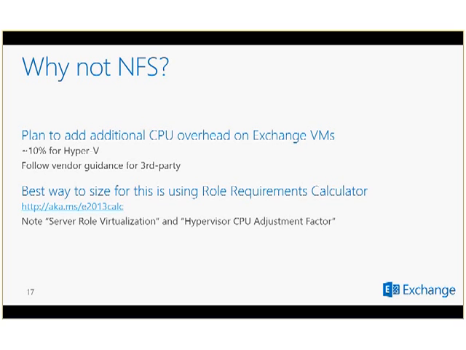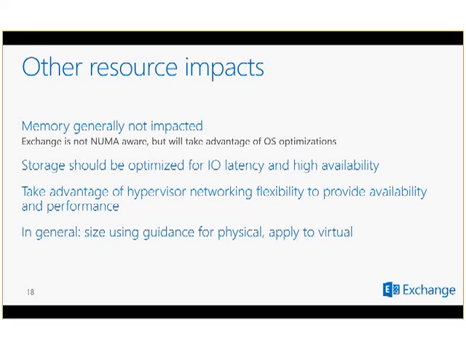Absolutely the best way to size Exchange, regardless of virtualized or physical, is via the role requirements calculator that I have a link to on the screen here. And you can specify server role virtualization as yes. That'll add, by default, the 10% overhead to your CPU requirements. And then there's an additional parameter there, the hypervisor CPU adjustment factor, that you can use to configure the calculator for a different hypervisor.